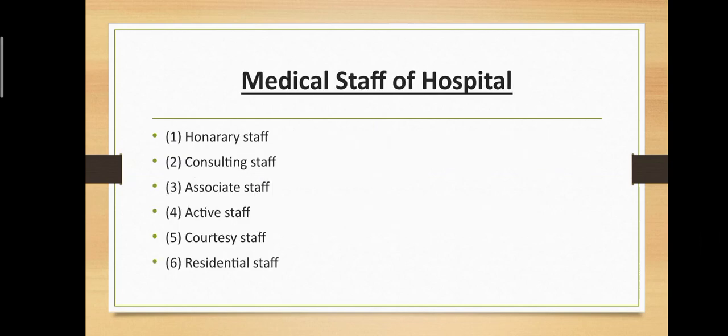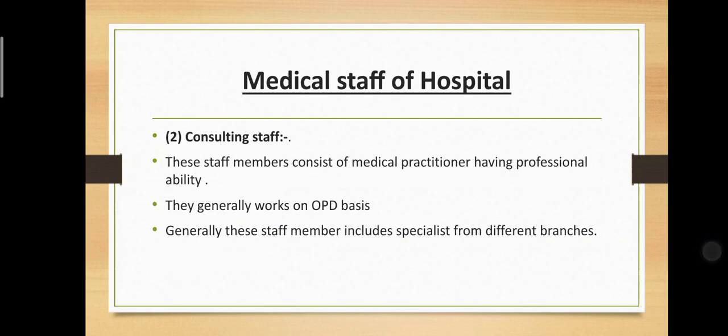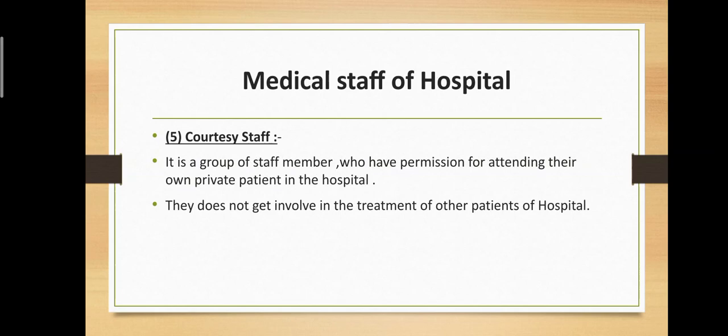Medical staff of hospital. There are 6 types of staff present in the hospital. First one, honorary staff. Second, consulting staff. Third, associate staff. Fourth, active staff. Fifth, courtesy staff. And sixth, residential staff. These are the staff present under the medical staff of hospital.